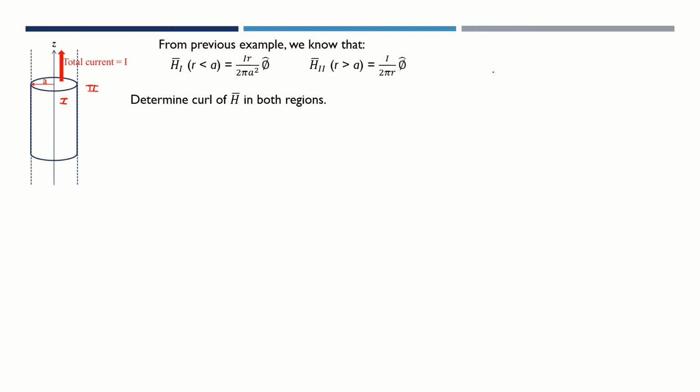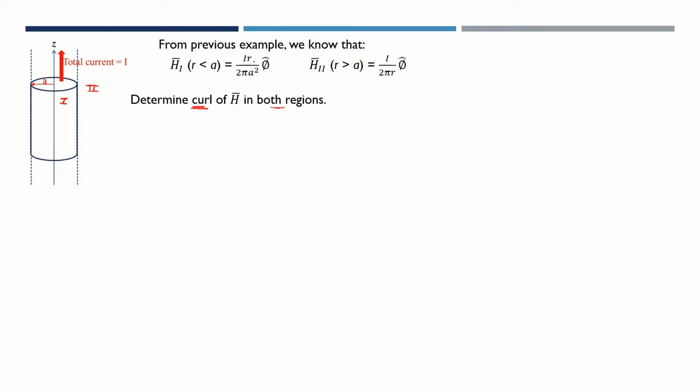If you still remember, I have drawn the graph based on H and r. Now, with the same question, we want to determine the curl of H in both regions. Instead of using this type of calculation, I want to use the curl. From this answer, I want to proceed with my calculation to determine the curl of H for both regions.